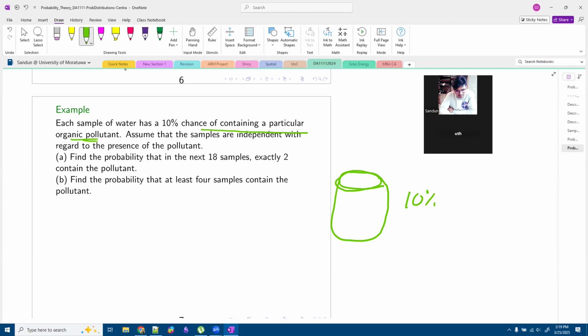Assume that the samples are independent with regard to the presence of the pollutant, which means if you take a sample and another sample, the second sample does not depend on the first sample. That's what it says. Find the probability that in the next 18 samples, which means you start from somewhere, 1, 2, 3, 4, all the way to 18 samples, exactly 2 contain the pollutant. Find the probability that at least 4 samples contain the pollutant. So you can see the questions.